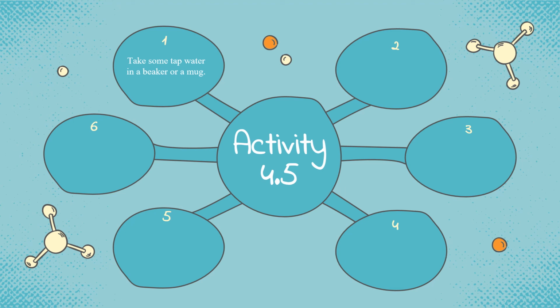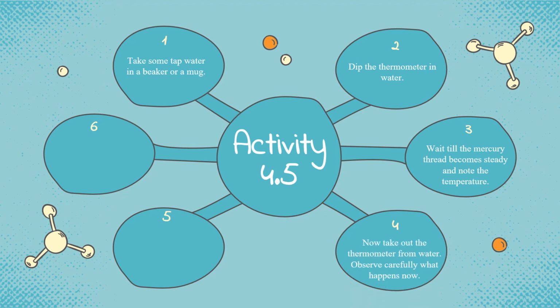Once you've taken the tap water into a beaker or a mug, dip the thermometer in that water. Then wait till the mercury thread becomes steady and note the temperature. Now take the thermometer out of the water and observe carefully what happens now. The level of the mercury is going to begin to fall, and the temperature must be read while the thermometer is in the water.